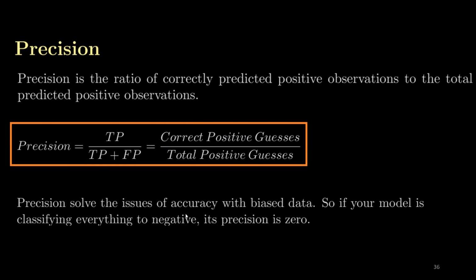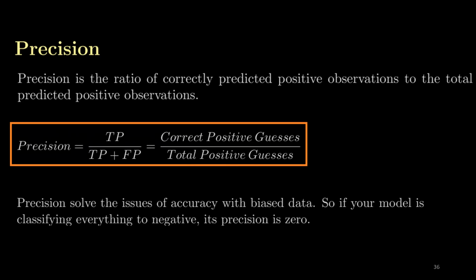Precision solves the issue of accuracy with biased data. If your model is classifying everything as negative, its precision is 0. In precision, there is nothing about the negative class; all the components are positive. So if our model has decided to predict everything as negative, its precision is 0.